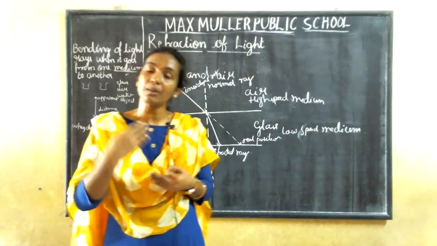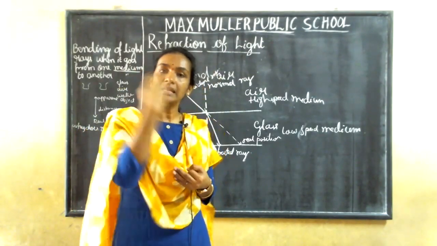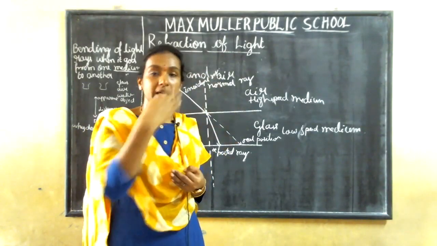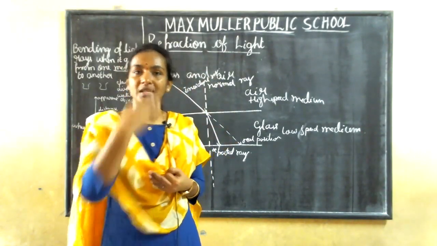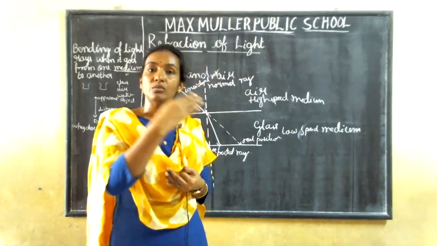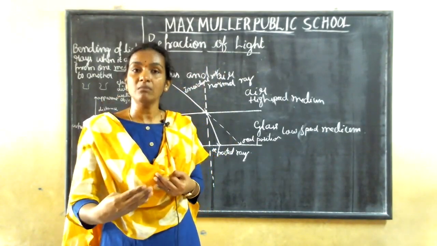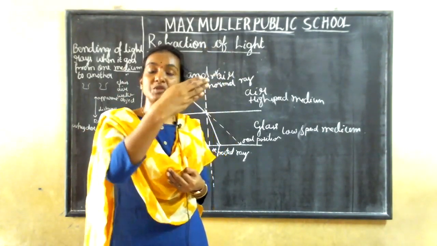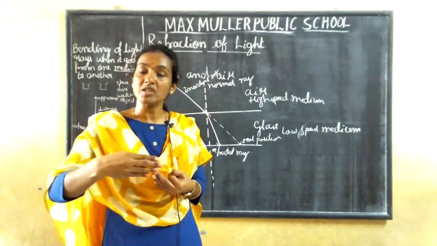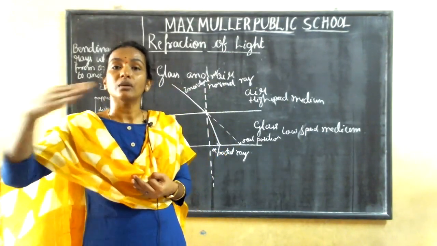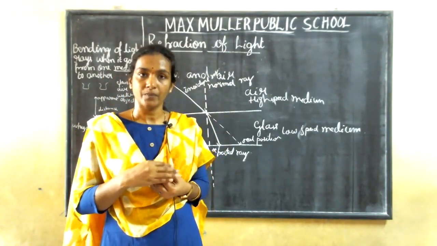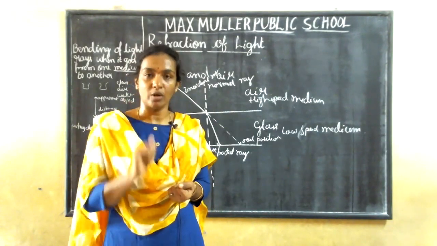When the light rays are coming from denser to rarer, dense medium means what here? Low speed. Rare medium means what? High speed. When the light rays are coming from denser medium to rarer medium, what happens? In the denser medium, speed is less. In the rarer medium, speed is more. Whenever the speed is more, it takes a long route. It means here it goes away from the normal ray. Clear? These are the 5 important points.